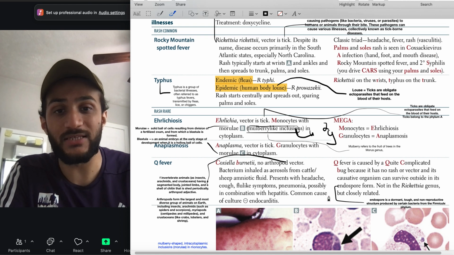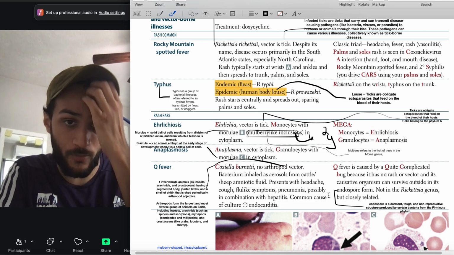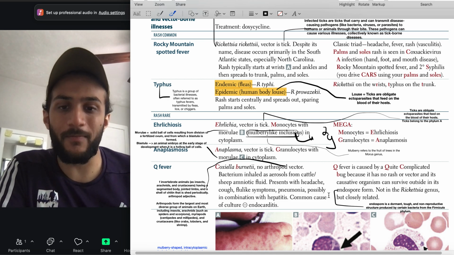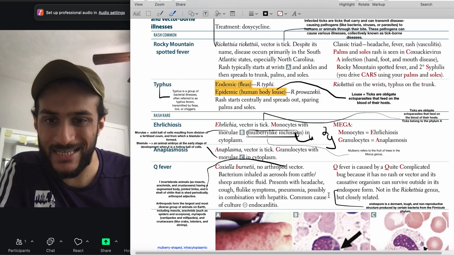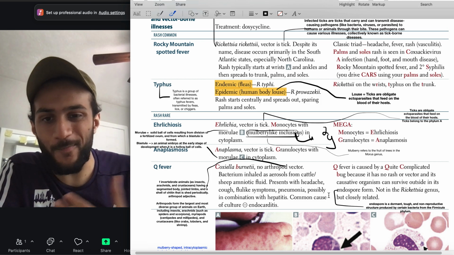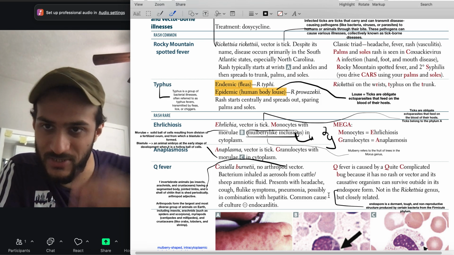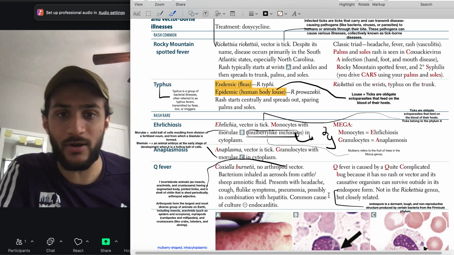Q fever. So we can see Coxiella burnetii, so no arthropod. Arthropod, guys, what is arthropod? Basically, arthropods are a little bit bigger. We can just learn them as insects, spiders. Maybe we can even think about crabs and the shrimps, but these are basically a little bit bigger in size.